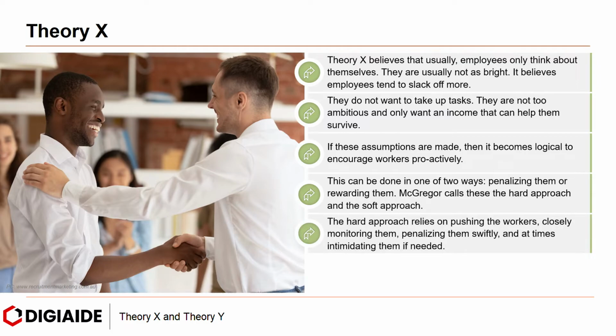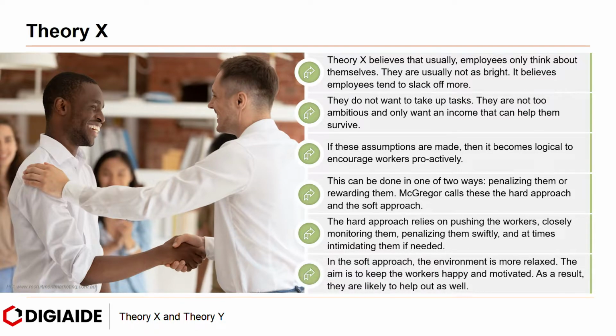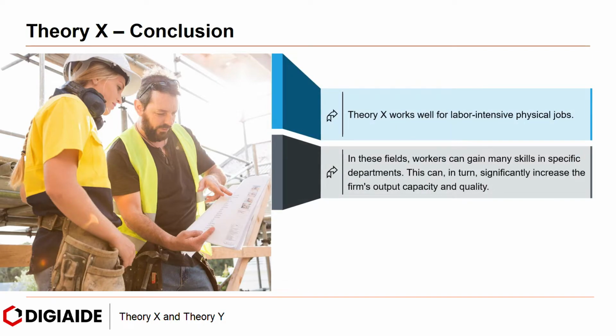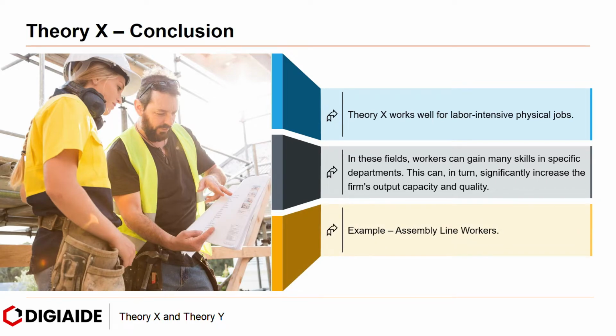The hard approach relies on pushing the workers, closely monitoring them, penalizing them swiftly, and at times intimidating them if needed. In the soft approach, the environment is more relaxed. The aim is to keep the workers happy and motivated. As a result, they are likely to help out as well. Theory X works well for labor-intensive physical jobs. In these fields, workers can gain many skills in specific departments. This can in turn significantly increase firms' output capacity and quality. Example, for assembly line workers.